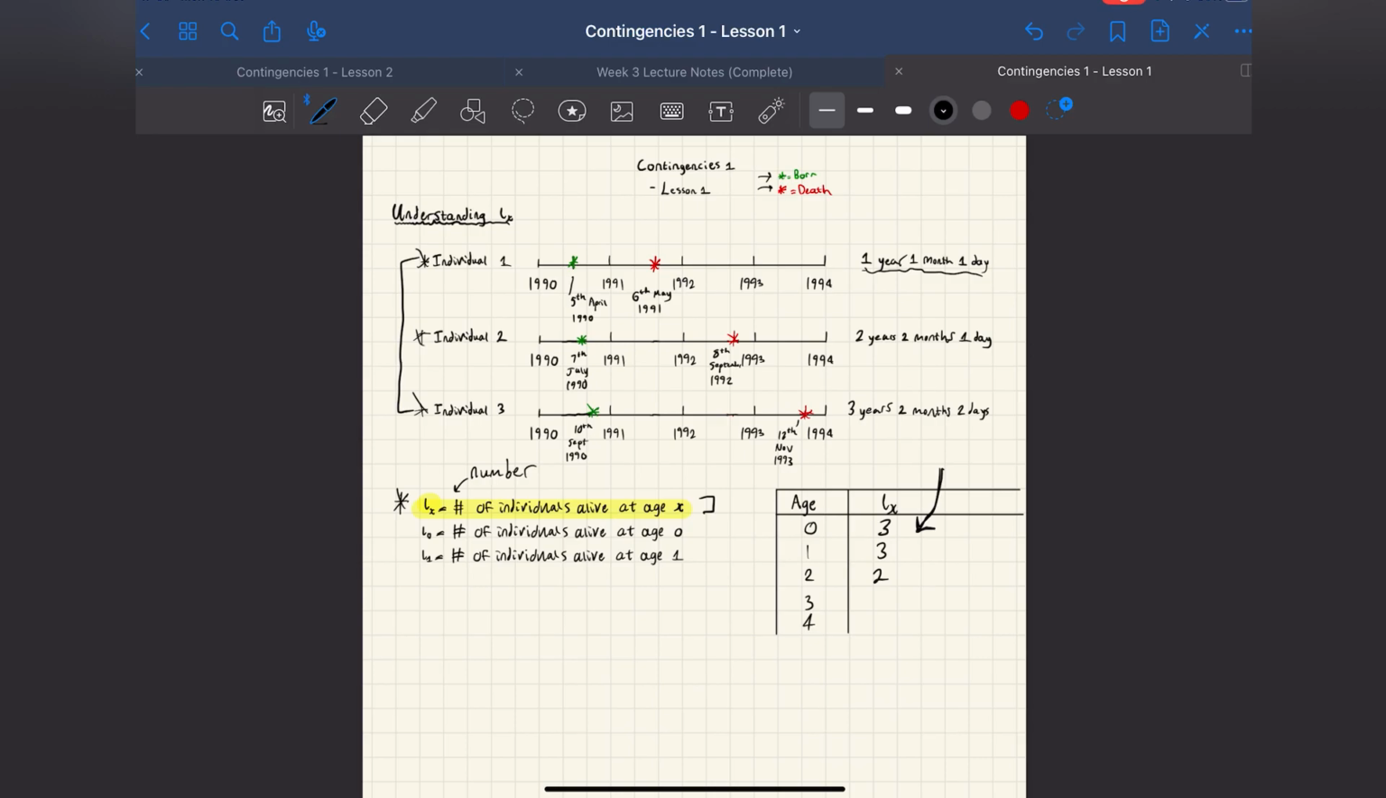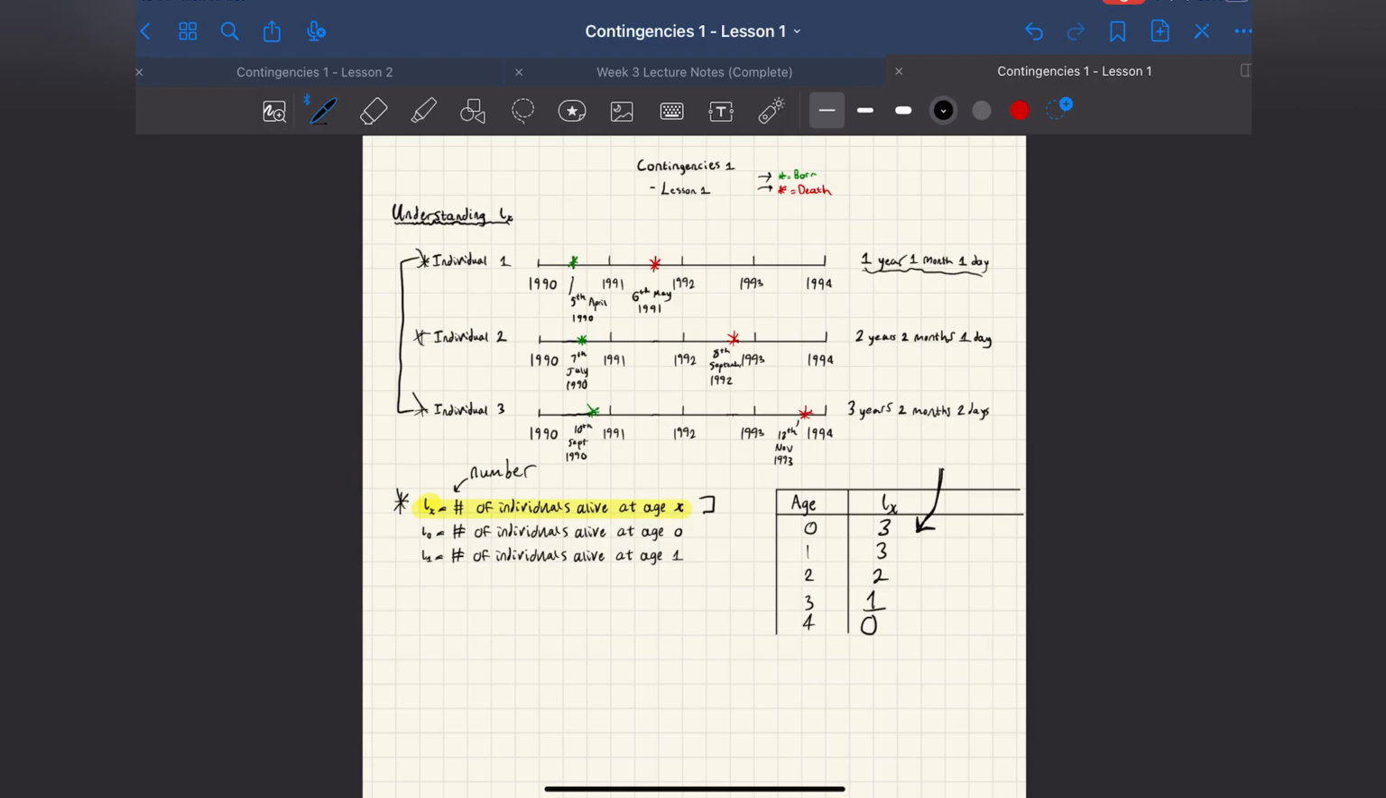L3 would be 1. Why? Well, individual 1 and individual 2 weren't alive during the 3rd birthday, but individual 3 was. And finally, L4 would be 0. Why? None of the individuals were alive during their 4th birthday.